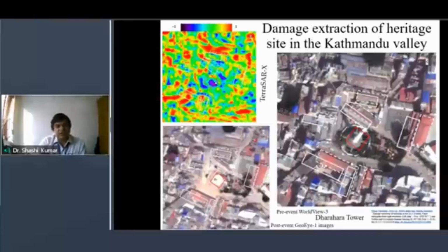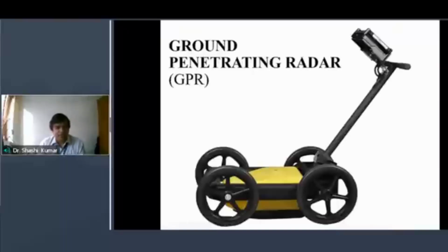The same area which is represented here in dark blue color is now shown in high resolution WorldView-3 imagery, and the detailed information is again given here in this image, in this literature. Now we are going to talk something about the ground penetrating radar.